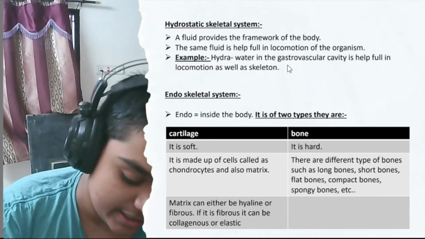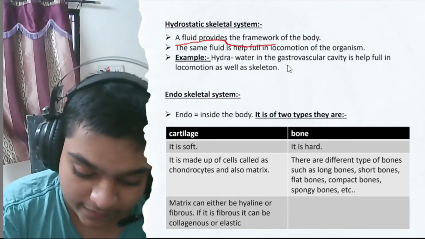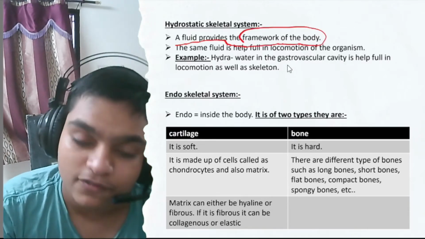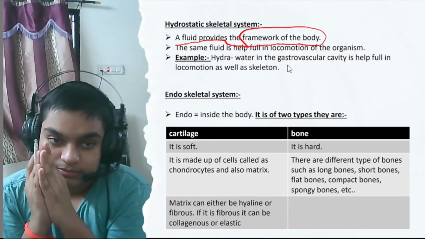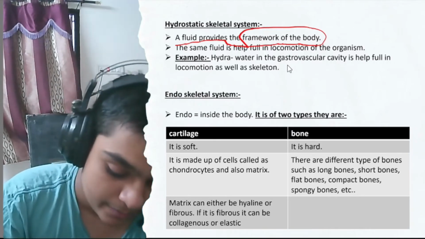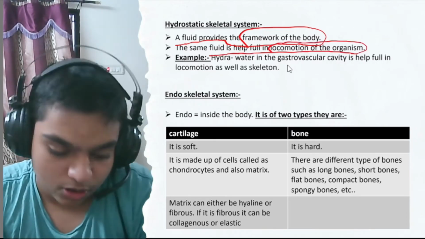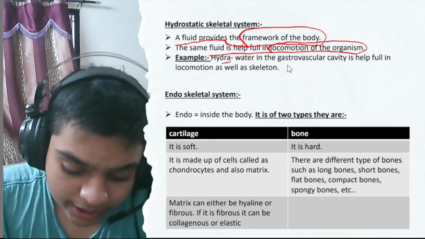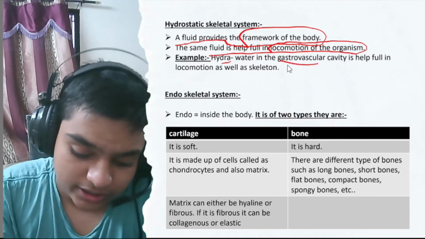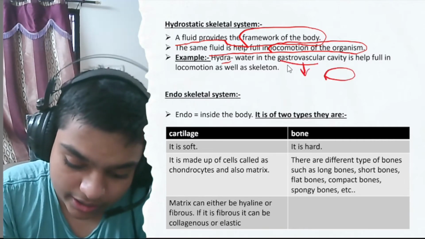Starting with the hydrostatic skeletal system, as I said, a fluid provides a framework of the body. The fluid exerts pressure, that is why the body is stable. The same fluid helps in locomotion too. For example, Hydra, with water in the gastrovascular cavity. Hydra has a gastrovascular cavity.